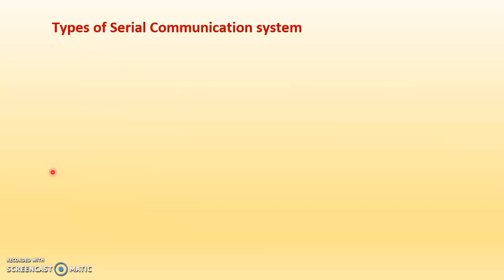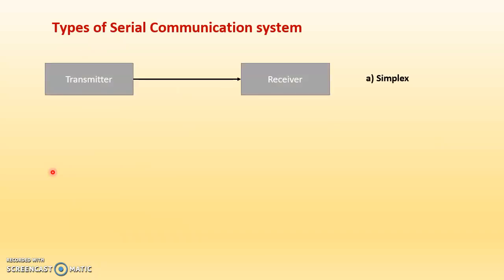Now, types of serial communication system. There are basically 3 types. One is the simplex type of serial communication system. In that system there is a transmitter and the receiver, and the data will be transmitted only one way, that is from this transmitter to the receiver. So this is the simplex form of serial communication system.